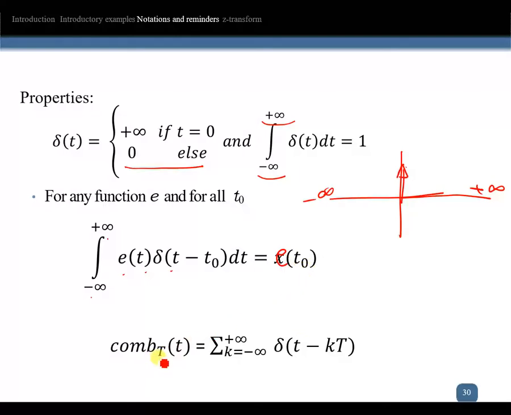Or the comb will become the sum over k equal to minus infinity to infinity of Dirac t minus kT. And if you give the values of k, they start to go ahead, and the name is the comb of the Dirac t.